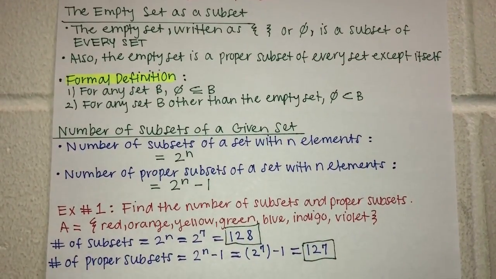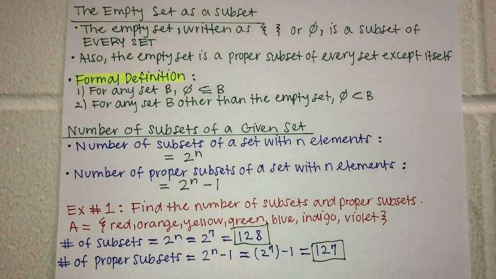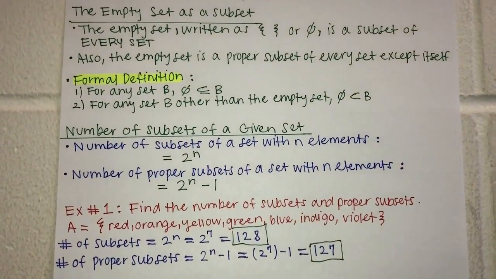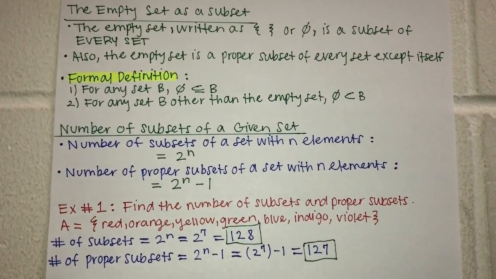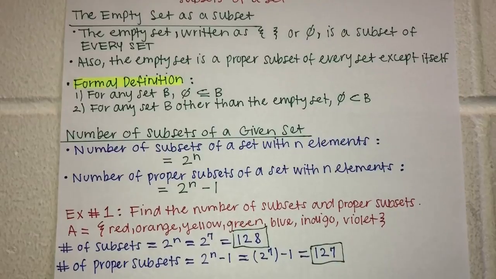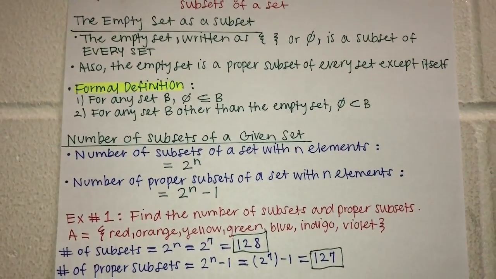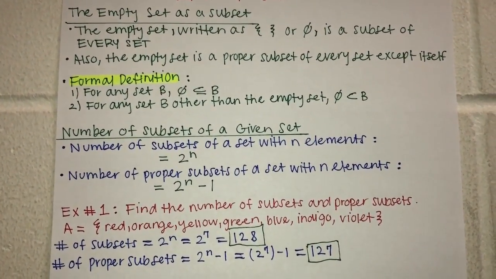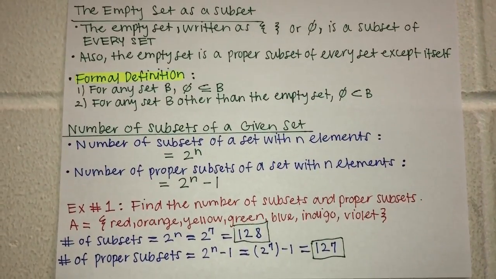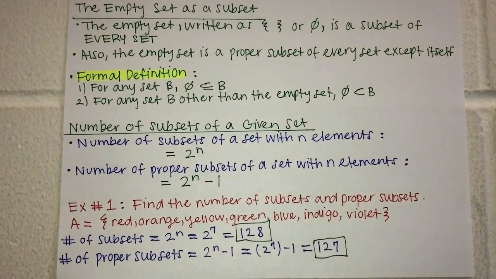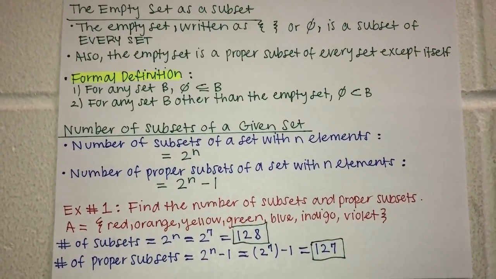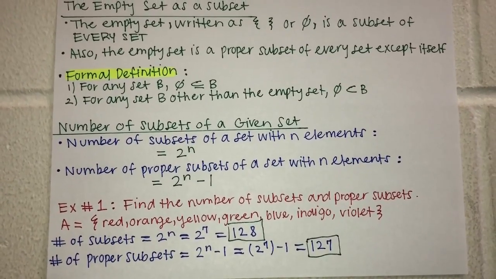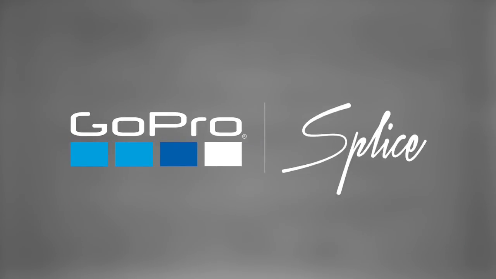In example number 1, find the number of subsets and proper subsets. If A includes elements red, orange, yellow, green, blue, indigo, and violet, find the number of subsets. We can do this by using the equation 2 raised to the n, or 2 raised to the 7 because there are 7 elements in our set, which equals 128. Then finding the number of proper subsets, we use the equation 2 raised to the n minus 1, which is 2 raised to the 7 minus 1, or 1 less than the number of subsets, which equals 127.